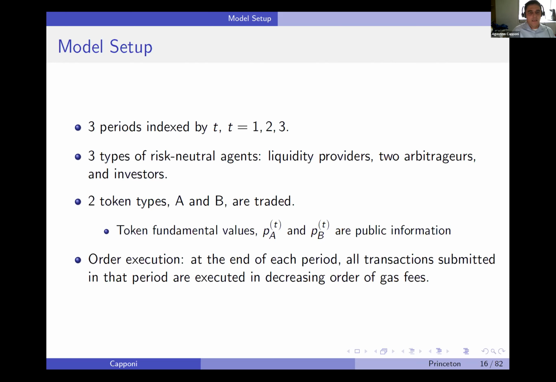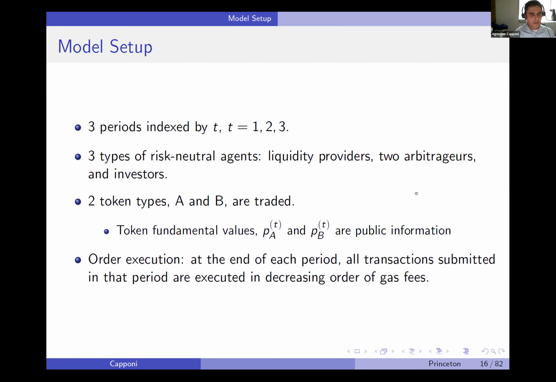In this model there will be three main periods: period 1, 2, and 3. In each period, some transaction takes place in the market. And there are three types of agents in the model: the liquidity providers, the arbitrageurs, and some investors.